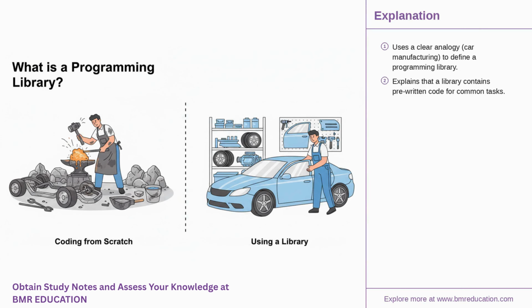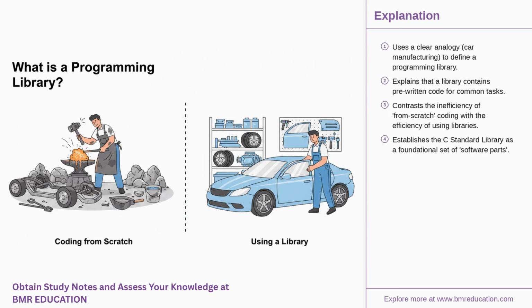So, what exactly is a library in programming? Imagine you're building a car. You wouldn't forge your own engine bolts or invent a new type of tire. You'd use standardized, pre-manufactured parts. The C Standard Library is your collection of high-quality, pre-built parts for software. It's a set of functions and definitions that handle common tasks for you.